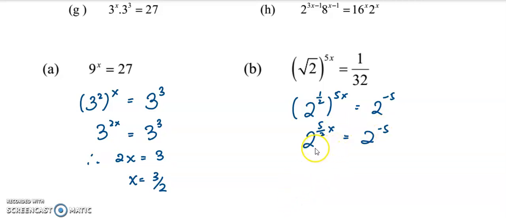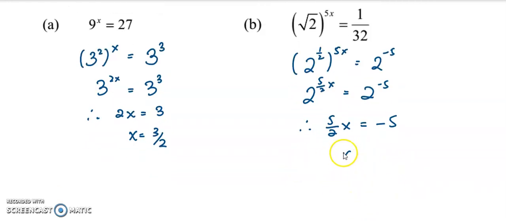Since this is an equation with the same base on the left and right, we can solve for x by comparing the power on the left and the right. 5 over 2 x equals negative 5, and solve for it. You get negative 5 multiplied by 2 over 5, where the 5 can be cancelled off. Finally, you get x equals negative 2.